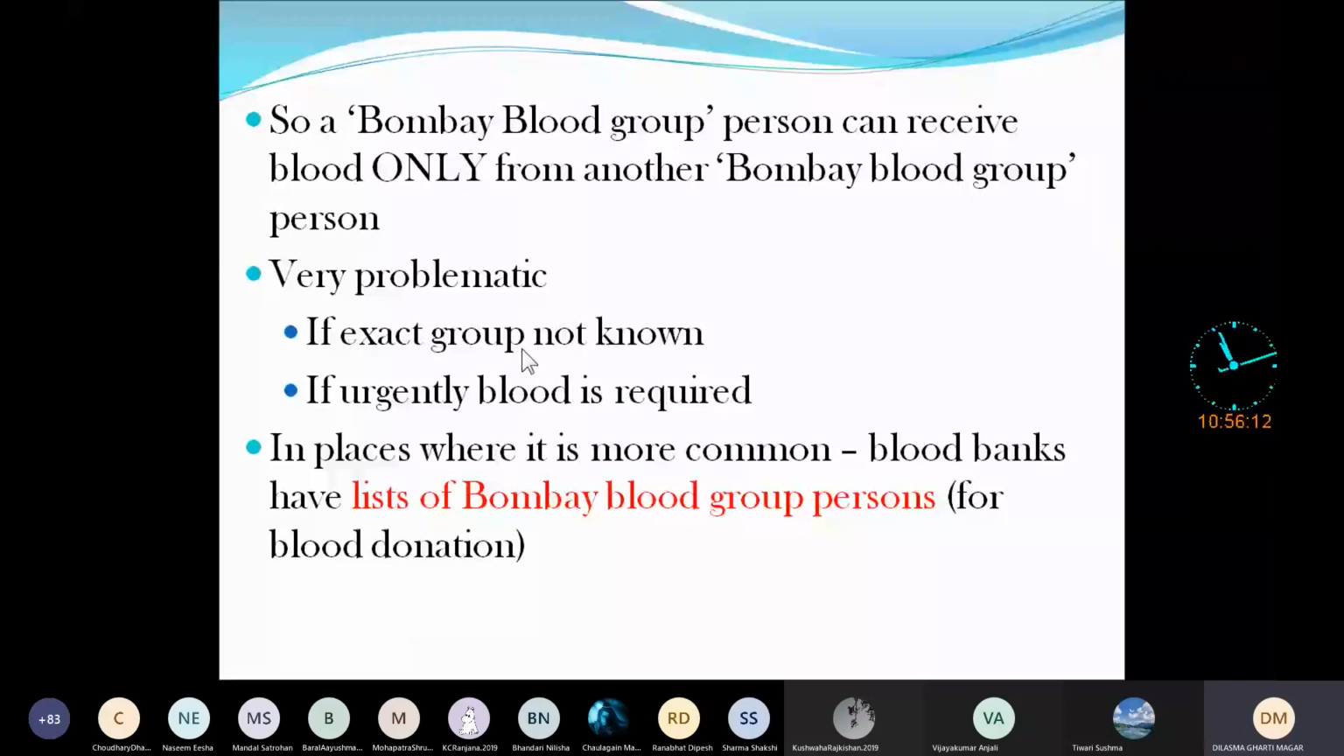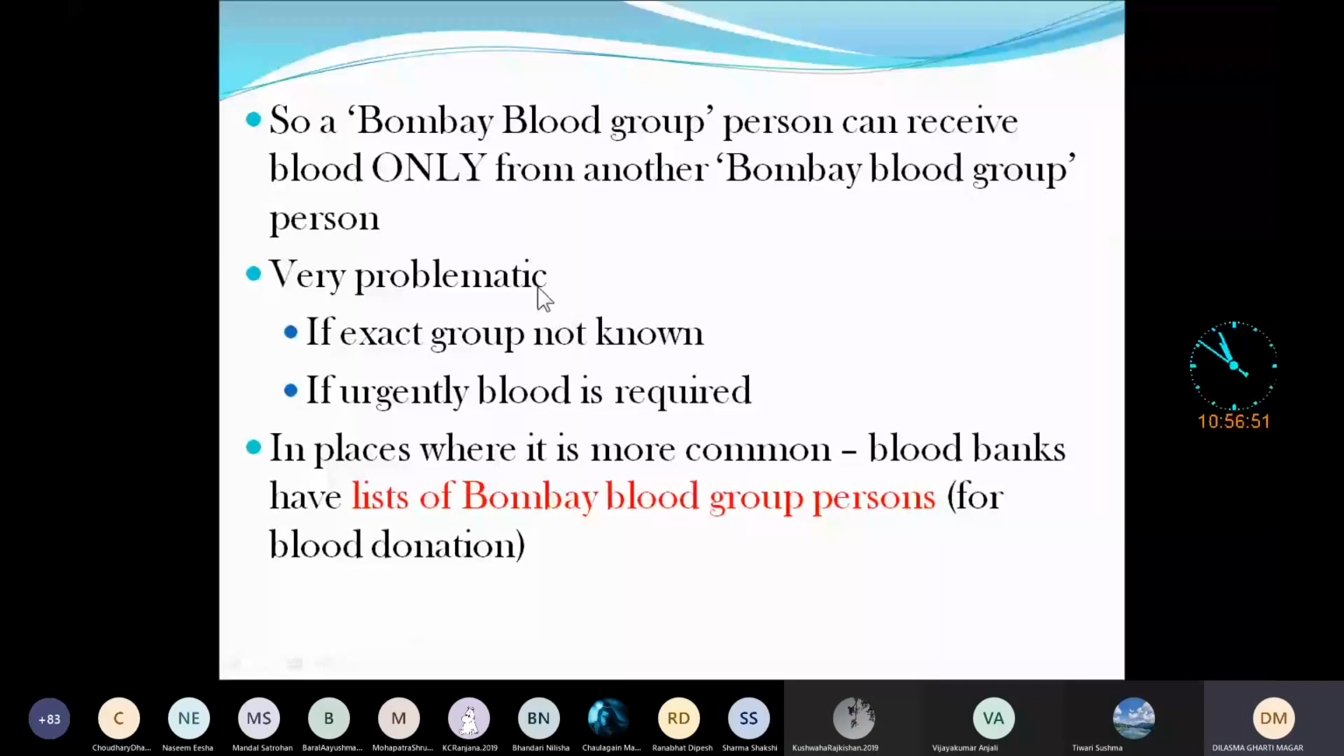Now, if urgent blood is required, that time also it becomes a problem, because of the cross matching part, I'll come to it in detail later. Suppose in the case of a Bombay blood group person, another person's blood group is given. If it is cross matched and seen, there will be agglutination. Understood? But if it is given without proper confirmation, then there can be a transfusion reaction and all can occur. So it becomes very problematic if the exact group is not known.